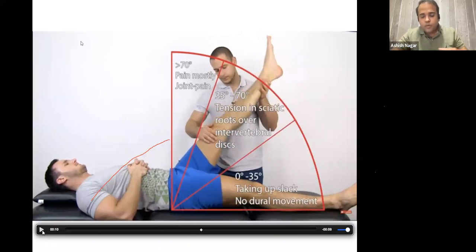Now here, I want you to understand with the help of this outline what happens if the symptoms are appearing in the first 0 to 35 degrees of straight leg raise? It might not actually be due to the involvement of neural structures. It is because the first 30 degrees is just taking up the slack.